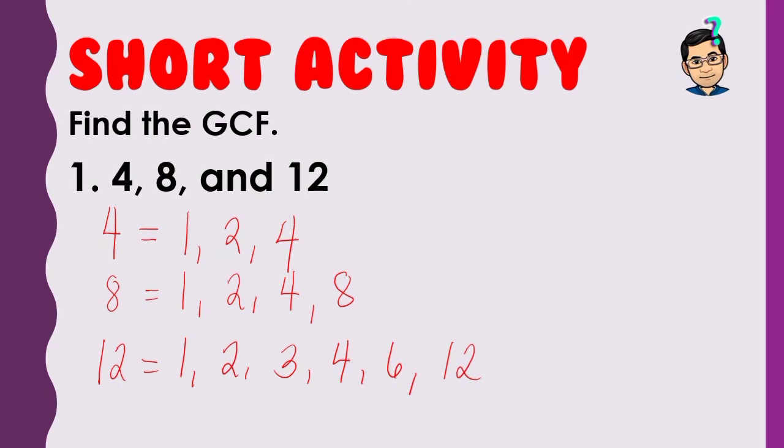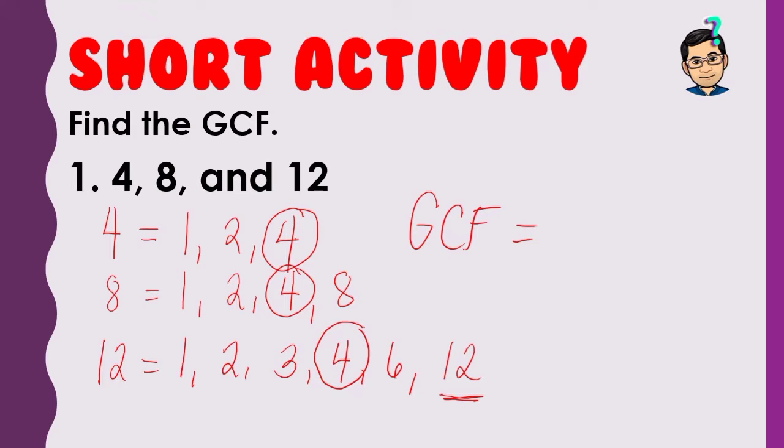So, we just get the highest number common to these three numbers. For example, if the highest number is 12, there is no 12 in 8 and 4, so 12 is not considered the greatest common factor. So, their greatest common factor is 4. Therefore, the greatest common factor of 4, 8, and 12 is 4.